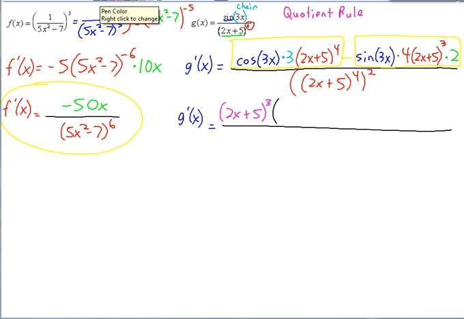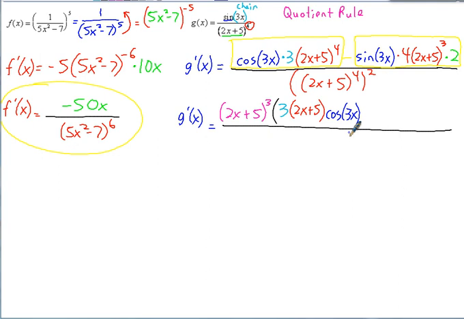What's left of the first term is we got the 3 there still. And we still have the cosine of 3x. But we also have this 2x plus 5 that was to the 4th, right? So now we took out 3 of them, so we're still going to have one of them left. So 2x plus 5 to the first left. And then we still have the cosine of 3x there. So that's what's left of the first term.